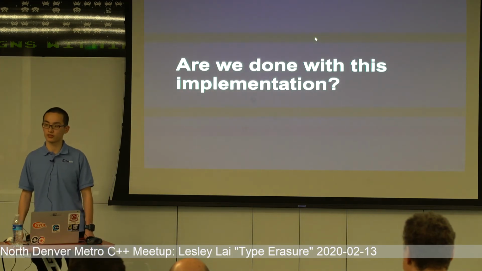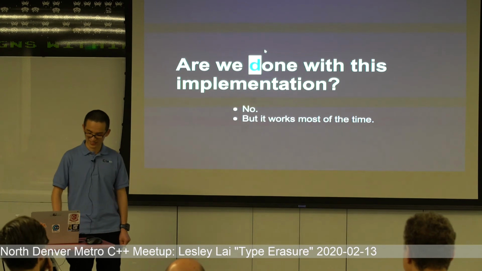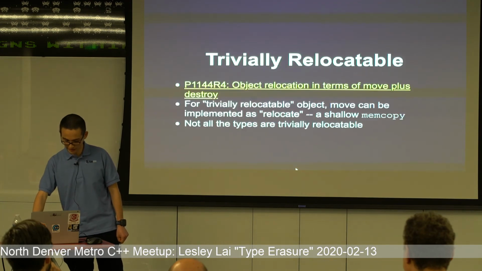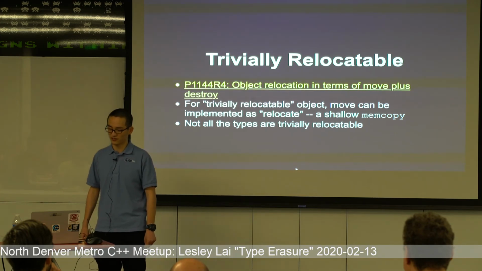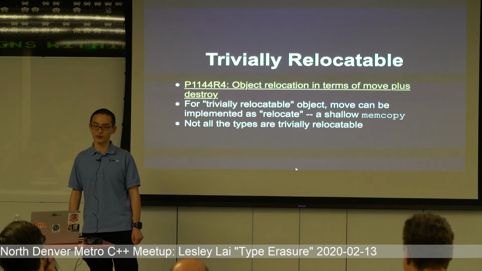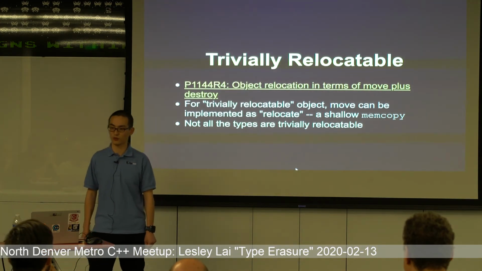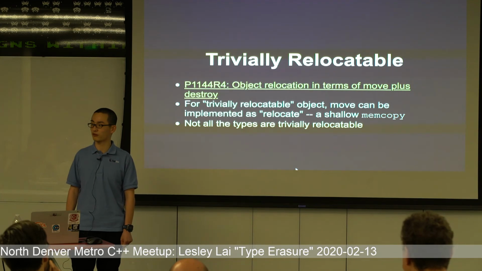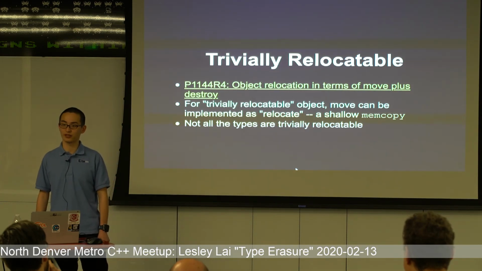So are we done with this implementation? I think we are good now, but no, not really. It works most of the time, but it still has a bug in it. First, I want to talk about a concept called trivially relocatable. The idea is that for trivially relocatable objects, move can be implemented as relocate. So basically you can memcpy that object and that's it. That's the whole move. And for most types, that's true. Currently we use move constructor and move assignment, which is overcomplicated. But not all types can be implemented in this way.